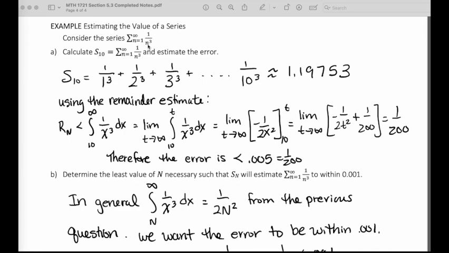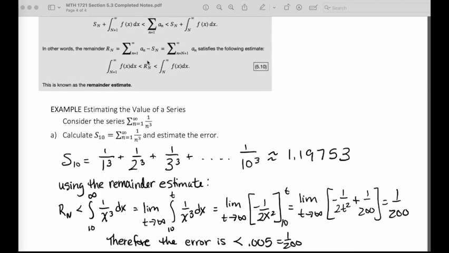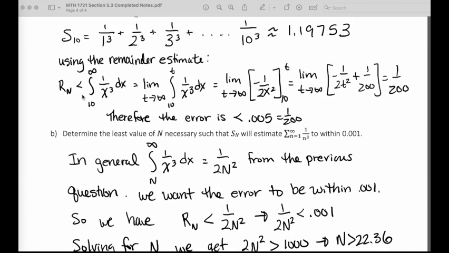So we can use this 1.19753 to estimate this series. Now to see how far off we are, to see what that error is, we can use this theorem that we just talked about. Since we went out for the 10th term, we can estimate our error as the integral from 10 to infinity of the function 1 over x to the third. So to estimate the error, we go from 10 to positive infinity of 1 over x to the third.